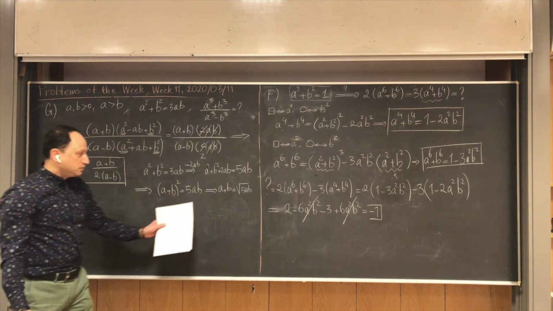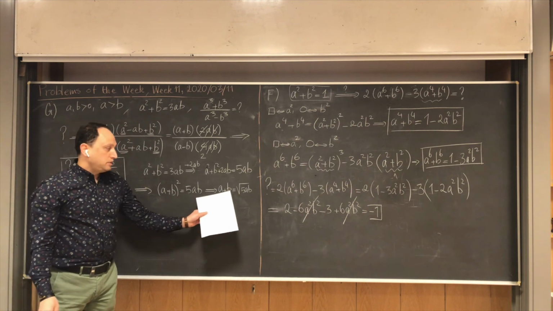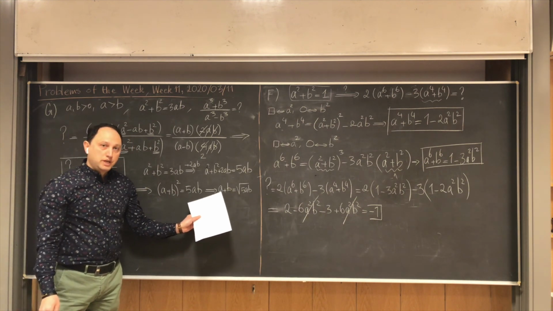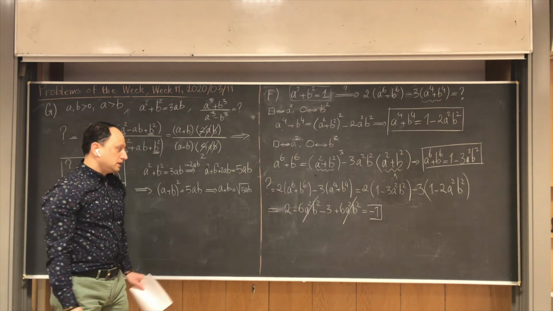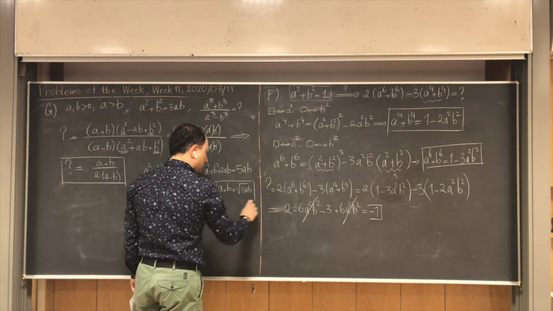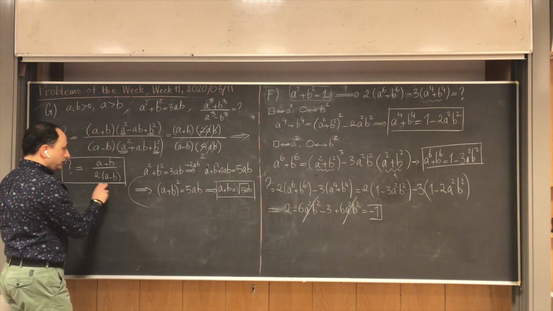Yes? Of course, in principle, I should put plus and minus. But a and b are positive numbers, so a plus b cannot be a negative number. This is why I didn't put the negative sign. I didn't consider the negative sign. And I hope that you understand what to do for a minus b.